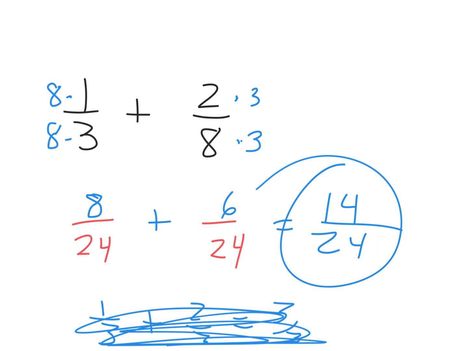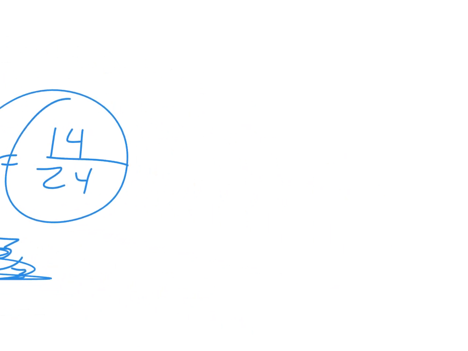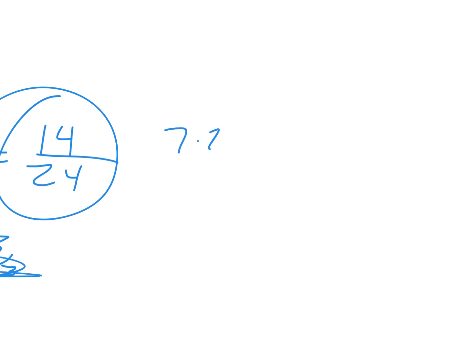Simplify. And the way I like to simplify, 7 times 2, 12 times 2. Cancels. If you have a faster way than me, cool, but there's not much faster than that. 7/12ths.